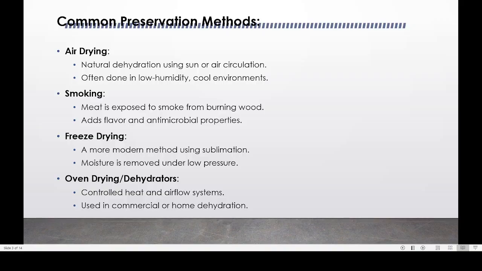So what are the common preservation methods here? You can see that air drying is there, smoking is there, freeze drying, and oven drying is there. So these are some of the various methods which are commonly used for this drying of the meat. So we will see how this air drying is actually conducted. So mainly using sun or air circulation, often done in low humidity and cool environment.